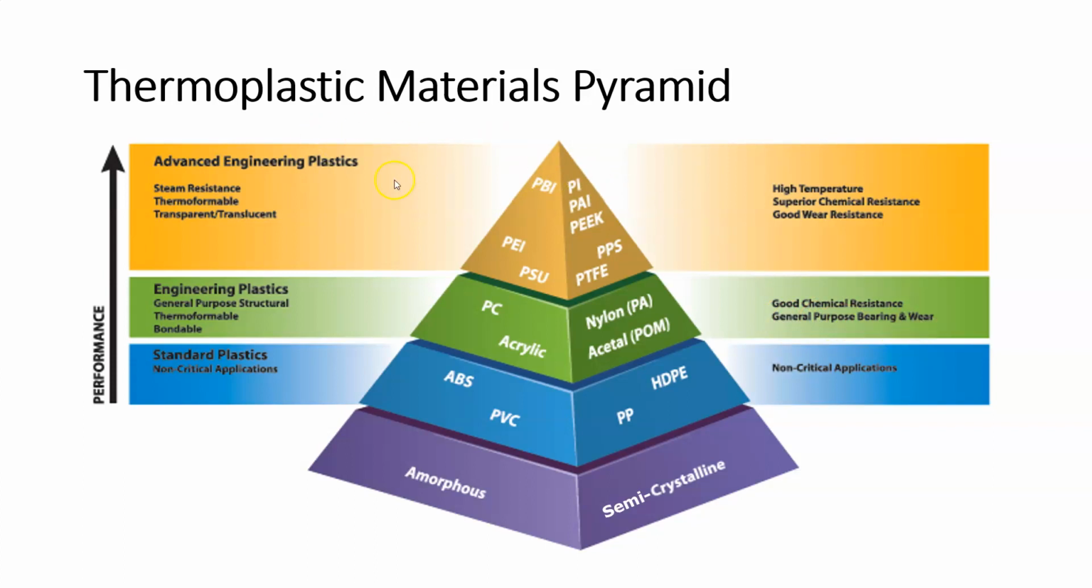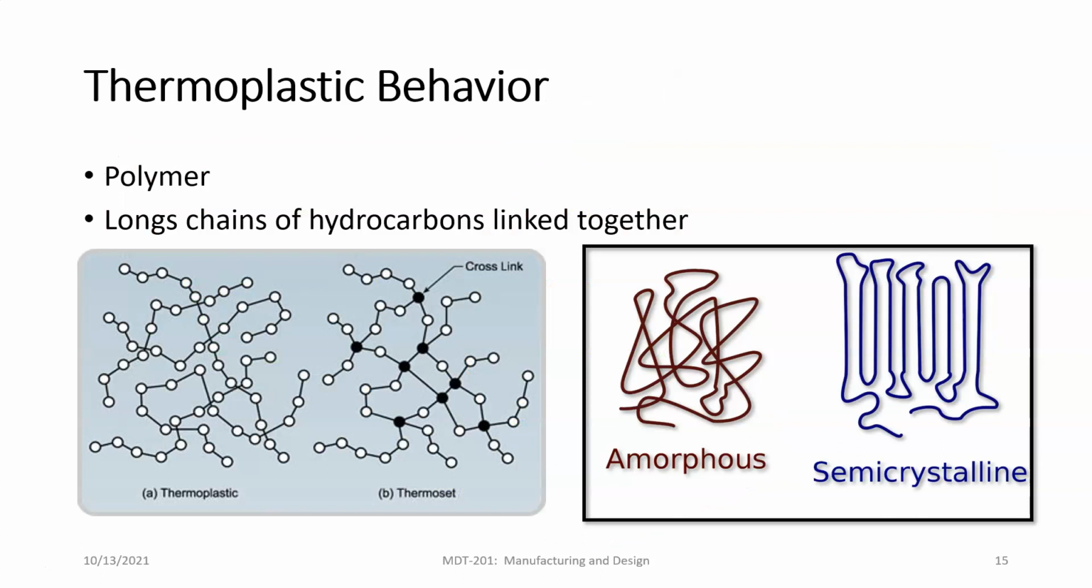And then right at the tippy top, we have our advanced engineering plastics. These are steam resistant, thermoformable, transparent, translucent, high temperature, superior chemical resistance, good wear resistance. These include PEEK, PTFE, PSU, PEI. Some of these you might be familiar with. Some of them you probably haven't heard before. We'll get into what each one of those is in a couple of slides, so I'll hold off on that.